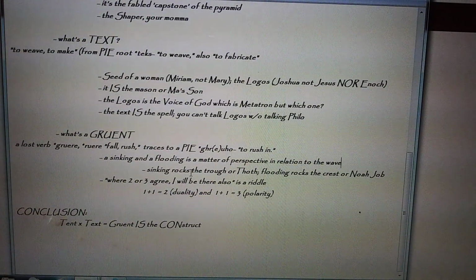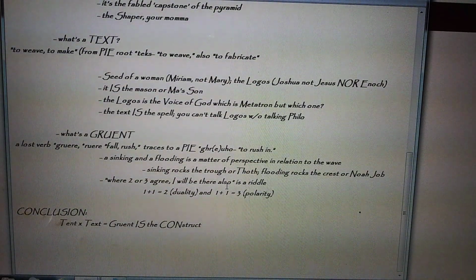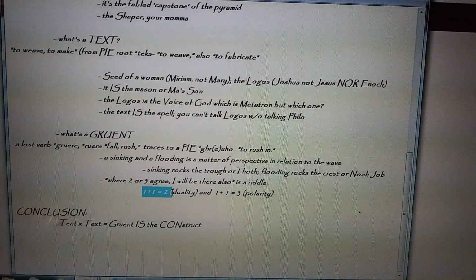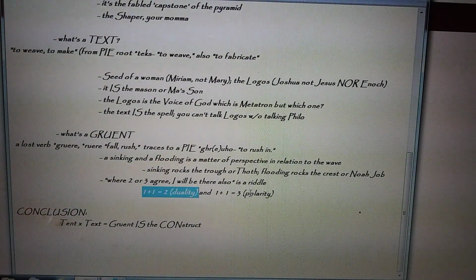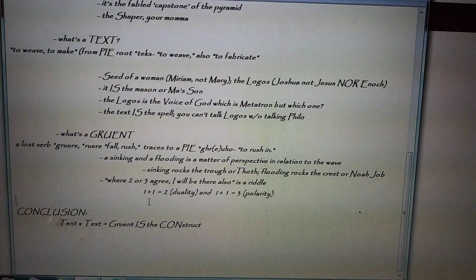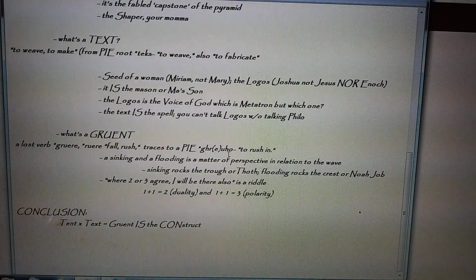Now again, where two or three agree, I will be there. I will be there also is a riddle. Now we're starting to see or understand how 1 + 1 = 2. That's duality, right? And then 1 + 1 = 3. That is polarity. And again, it's based upon how you see the beginning, the seed root of the Fibonacci circle.